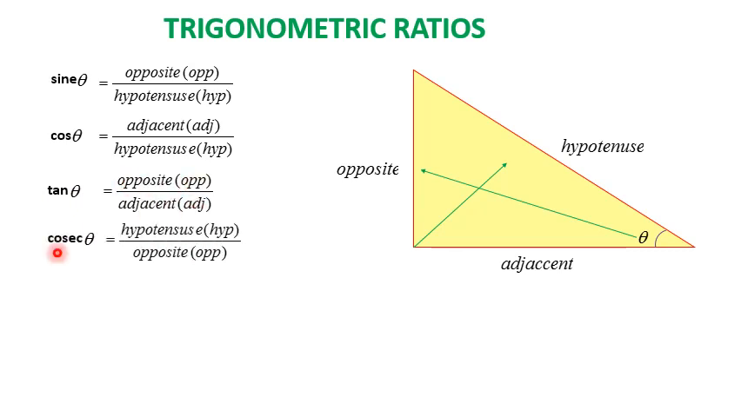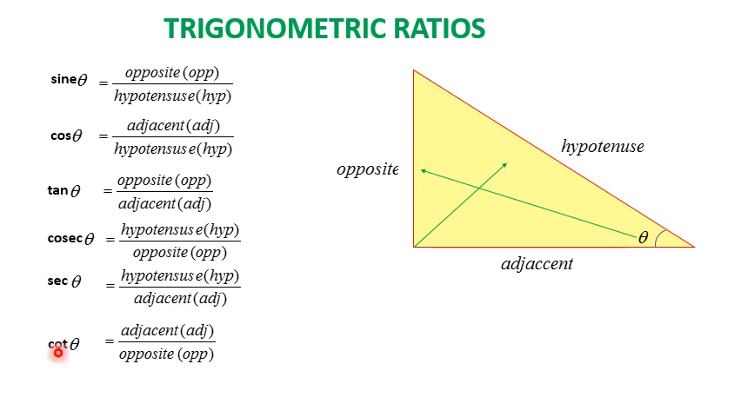The next one is cosec theta, that is equal to hypotenuse divided by opposite. Next one is sec theta, that is hypotenuse divided by adjacent. And the last one, cot theta, that is equal to adjacent divided by opposite. And these 6 formulas are the basic formulas of trigonometry, and you must learn these 6 formulas.